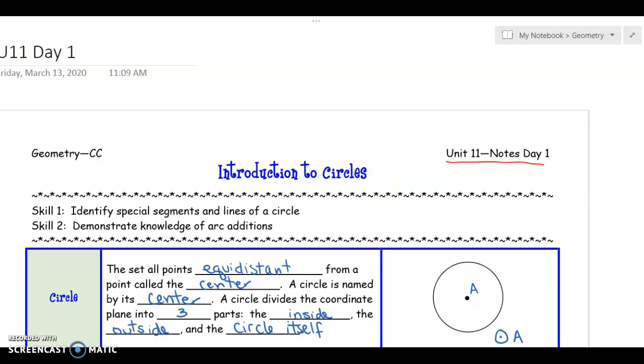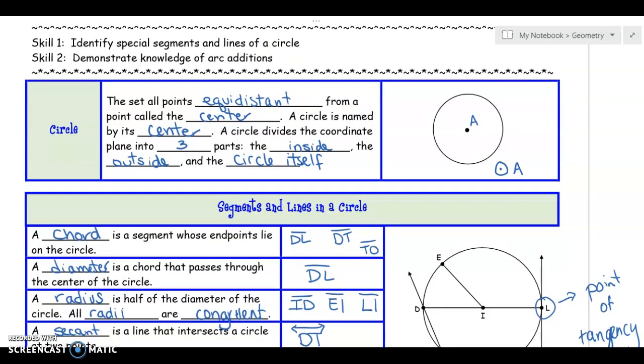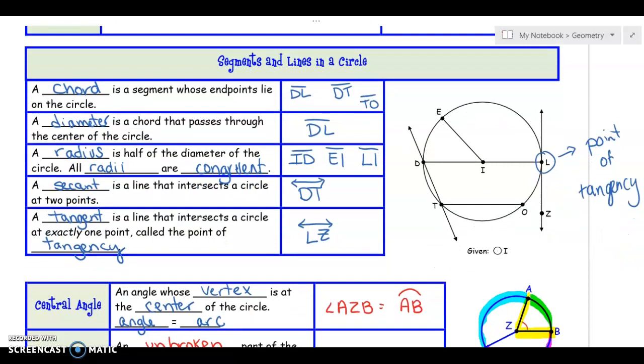So going to the Day 1 notes, what we did a while ago was we talked about circles. Circles are named by their center. The center is always going to have a capital letter by it, so like this would be circle A. When it comes to the parts of circles, a chord is a segment whose endpoints are on the circle. So it will be a segment, not a line, and it'll go something like DL or TO or TD. Those are all chords. The ends of the segment are on the circle.